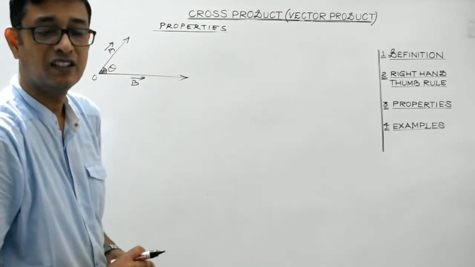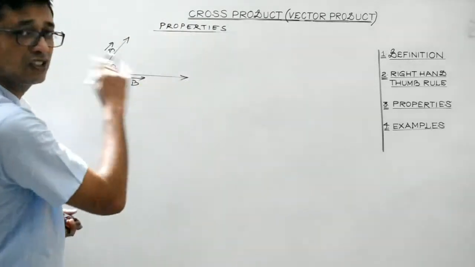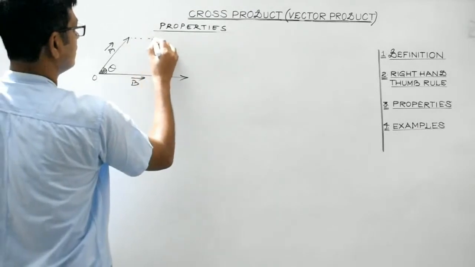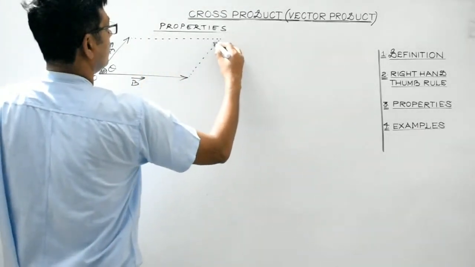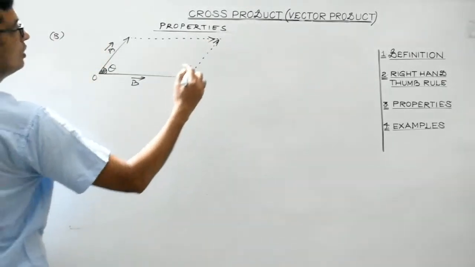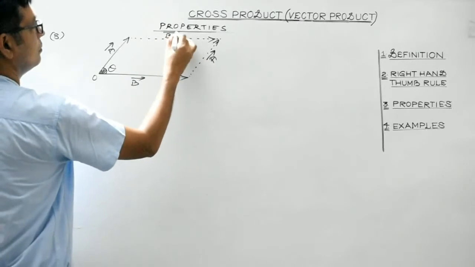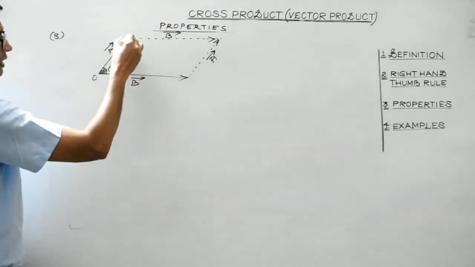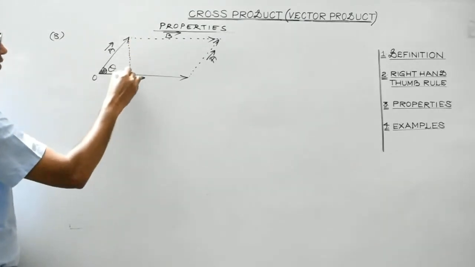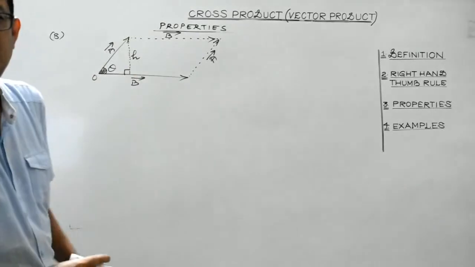Now if these two are considered to be the adjacent sides of the parallelogram, then we can construct the parallelogram. It's like this. In a parallelogram, the opposite sides are equal as well as parallel. This is a vector, this will be b vector. Now look, students, suppose we drop a perpendicular. Suppose the altitude of this parallelogram is h, right?